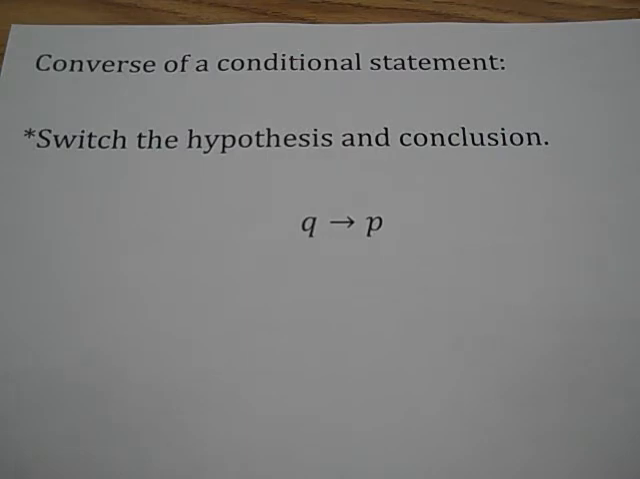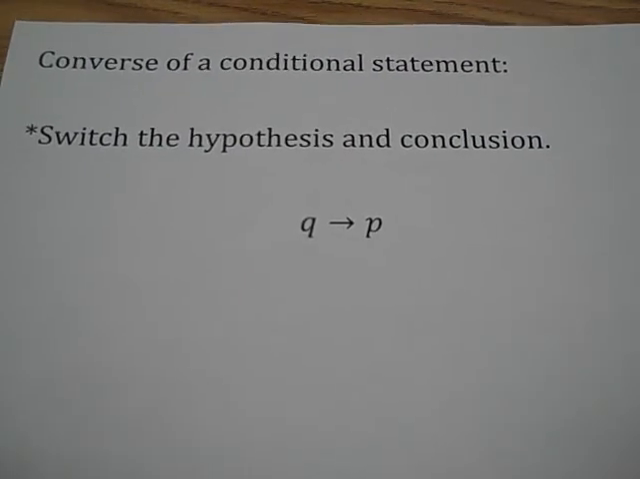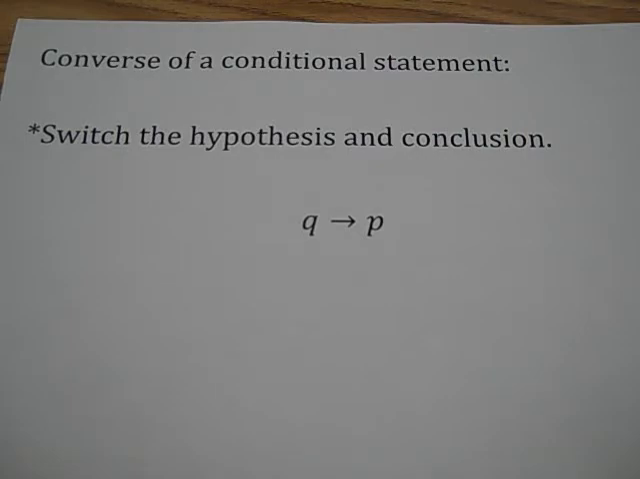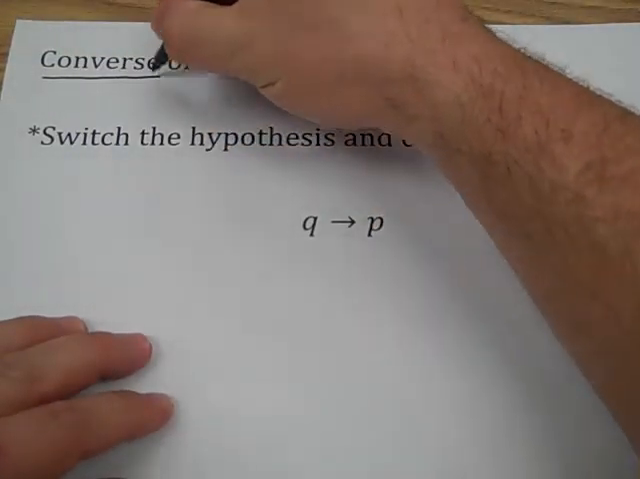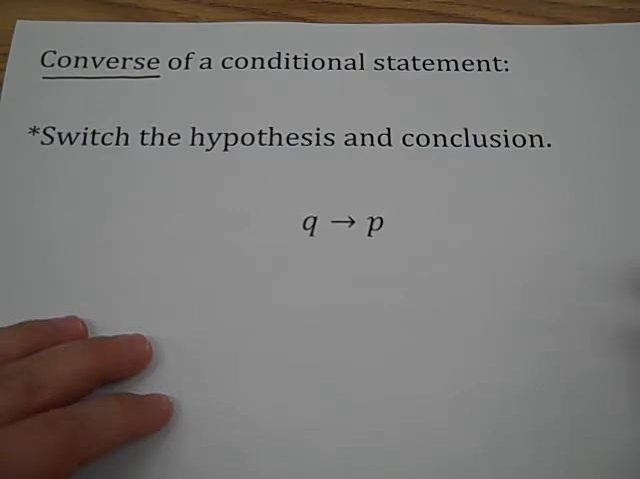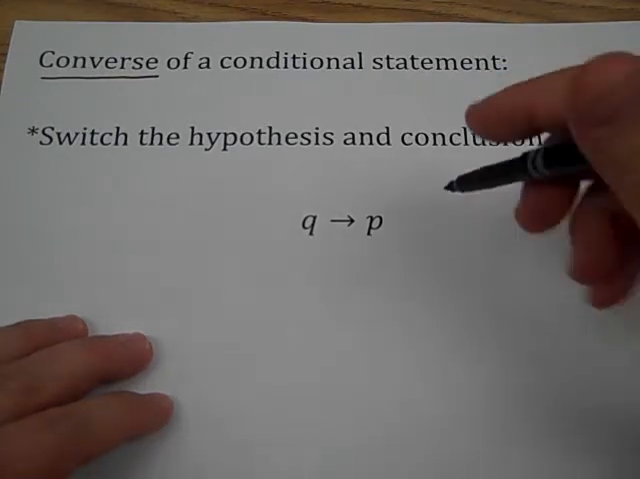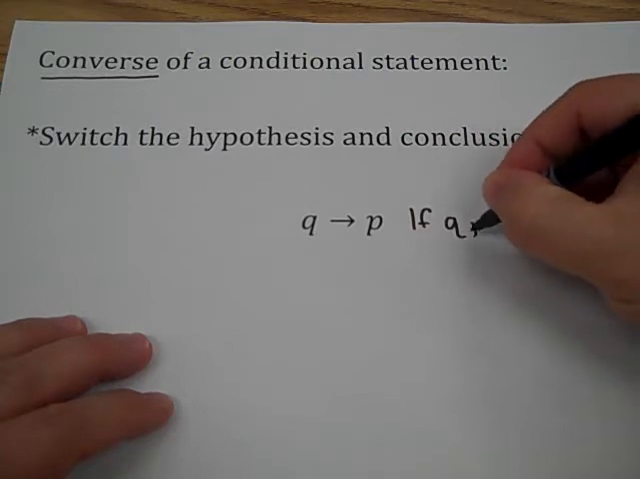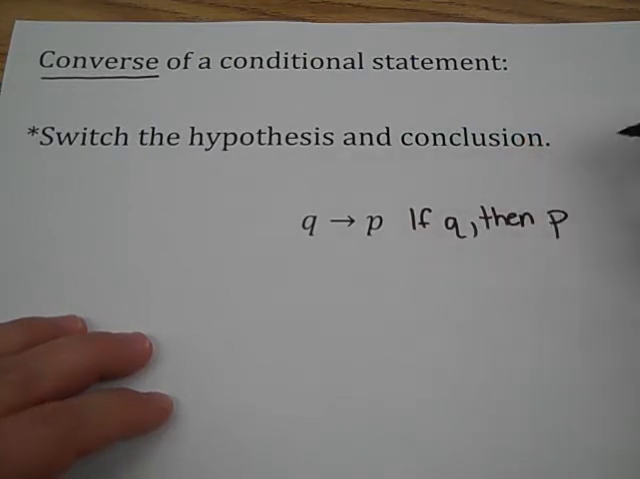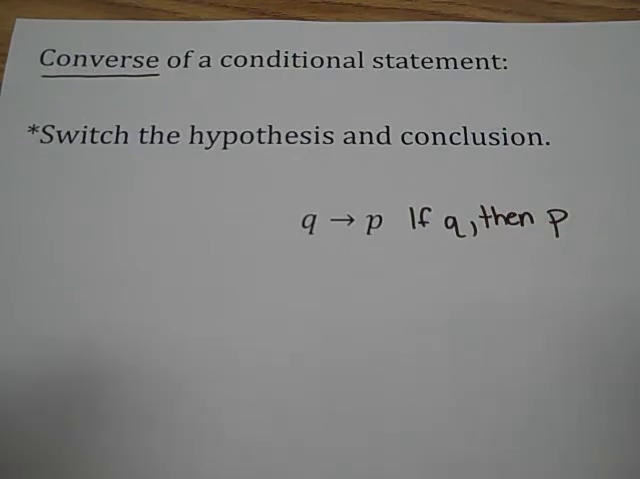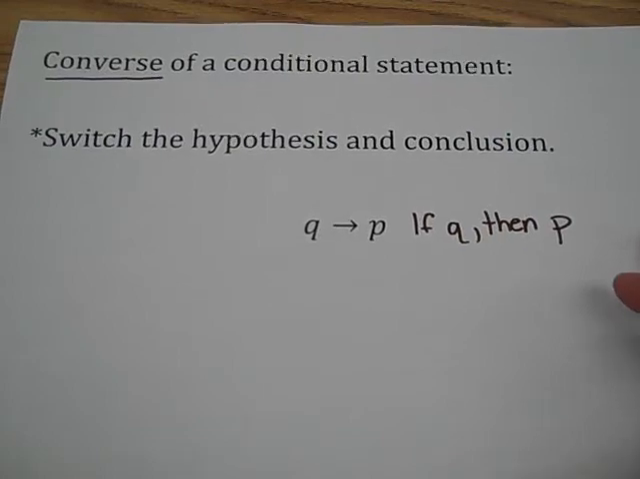Related to any conditional statement, we can write three related conditional statements, one being the converse. In order to write the converse, we just take the hypothesis of the original statement and the conclusion and we switch their places. So now I have if Q, then P. So in order to write the converse, I switch P and Q. I take the words that represent the hypothesis and the words that represent the conclusion, and I switch their places in the statement.